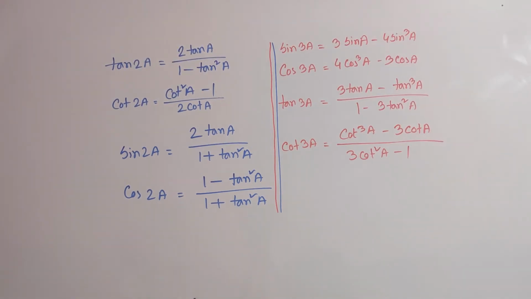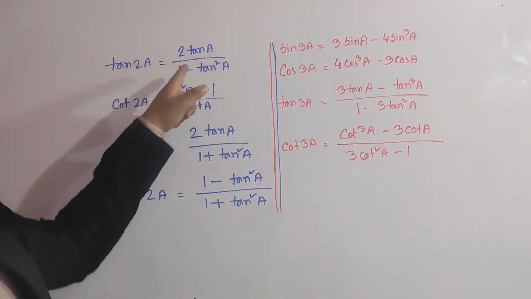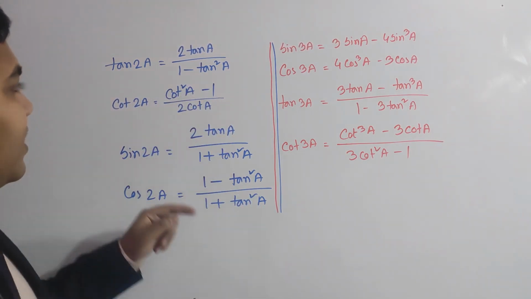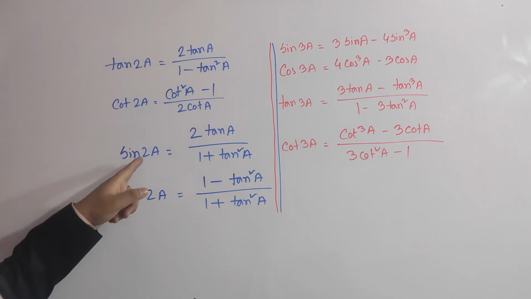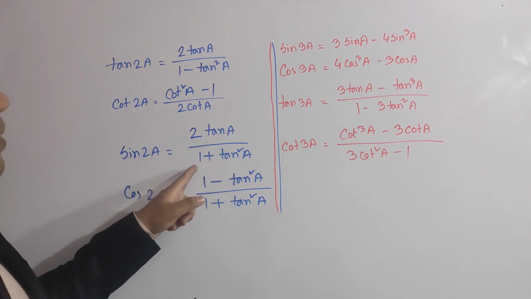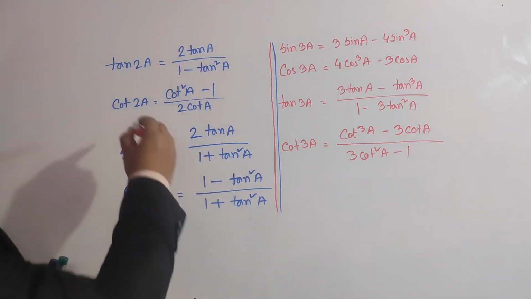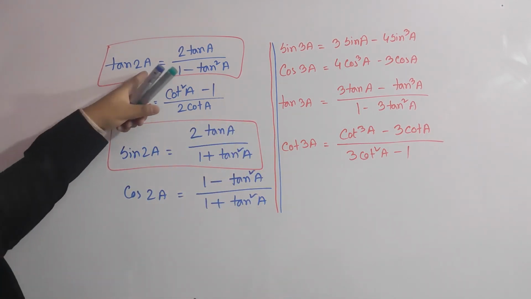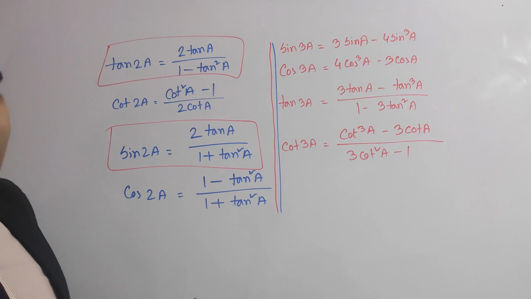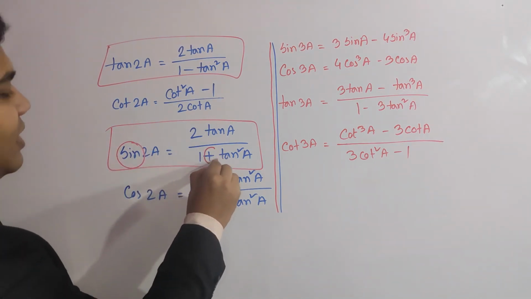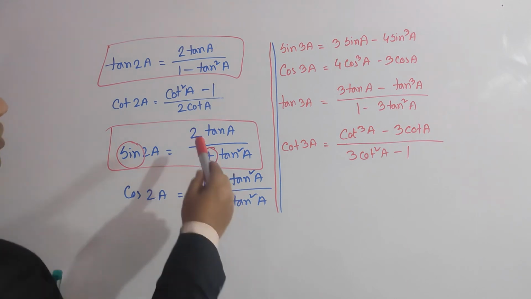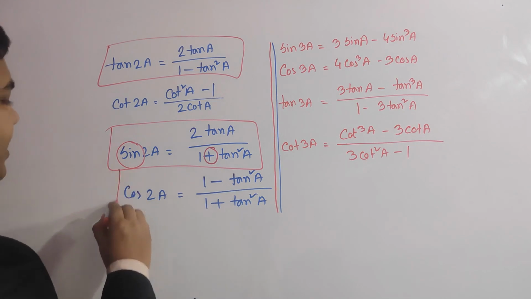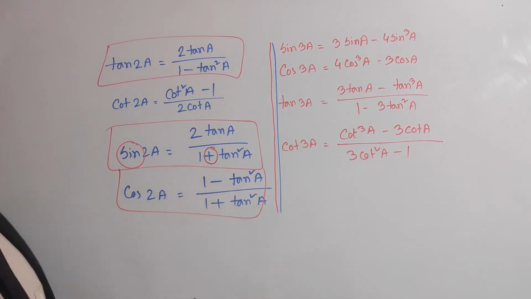So in a nutshell, that's the last part. Here tan 2a is 2 tan a divided by 1 minus tan square a. Cot 2a is cot square a minus 1 divided by 2 cot a. Then sin 2a is 2 tan a divided by 1 plus tan square a. For the summarization: tan 2a is 2 tan a by 1 minus tan square a, but for sin 2a only one change is there, that is 2 tan a divided by 1 plus tan square a, that is sin 2a, and cos 2a is 1 minus tan square a by 1 plus tan square a.